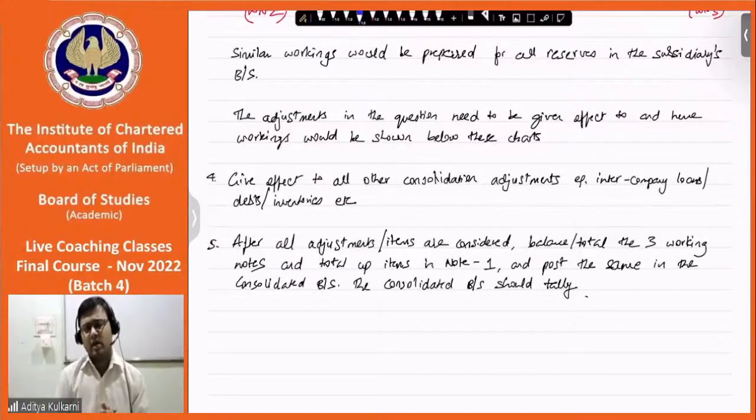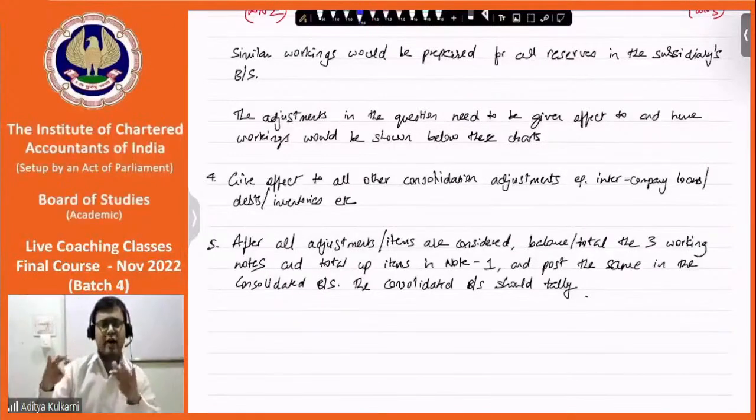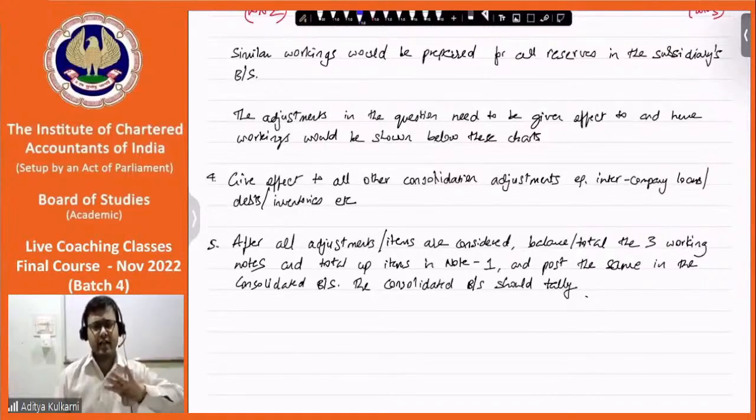When you talk about working note 1, the first working note will be consolidated other equity, reserve wise working. So if you have multiple reserves like general reserve, securities premium, profit and loss, capital reserve, and so forth, we do a reserve wise working. So this is the first working.